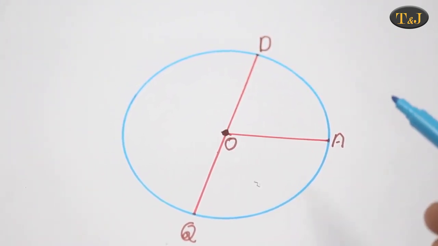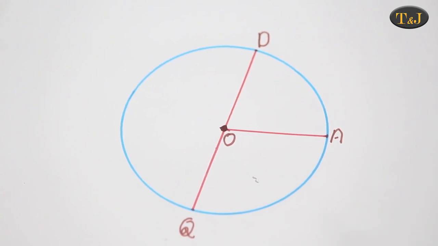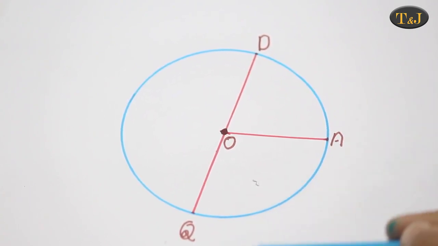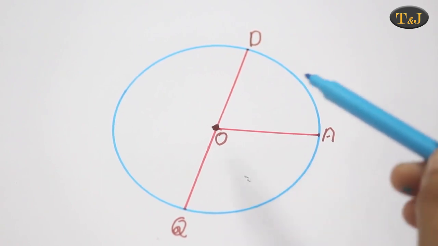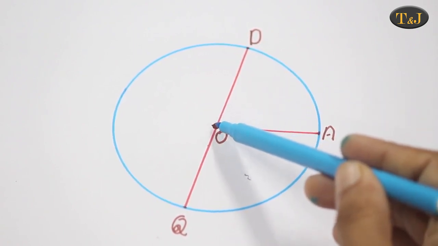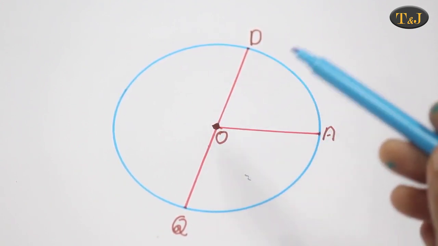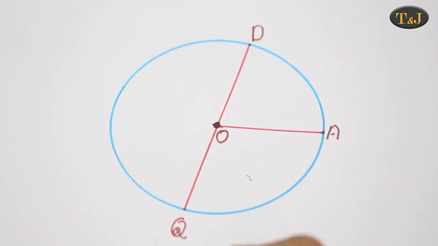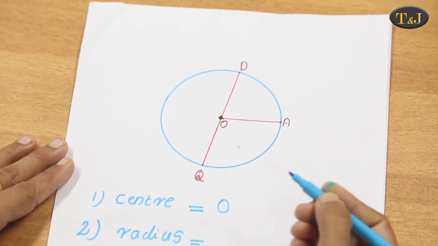Observe the given circle and answer the following. Our first question is find out the center. In this circle, the center is denoted by the letter O. This is the fixed point of a circle. The fixed point is known as its center. So the center equals O.